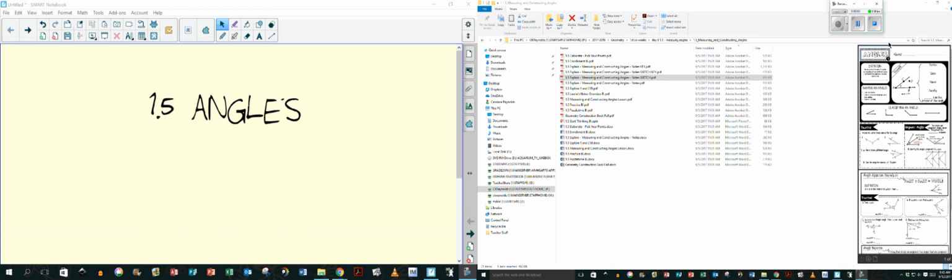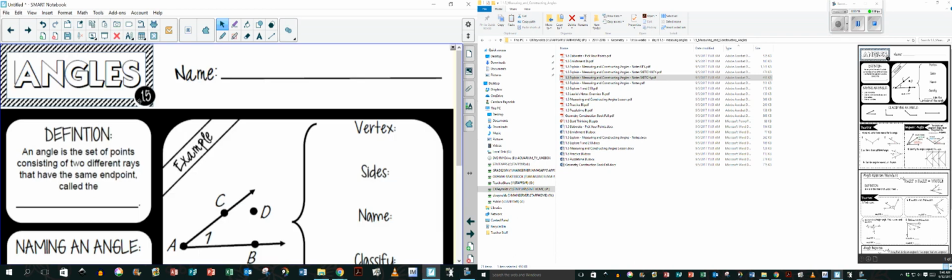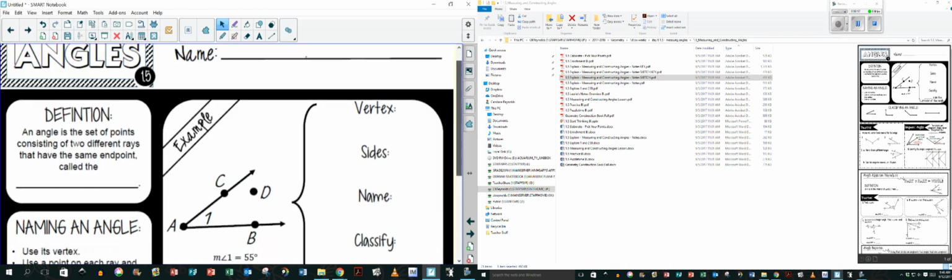Okay, so we're continuing on with our chapter 1. We're going to talk about angles today. A lot of this will be review. You already know most of it. All right, so first thing, let's talk about the definition of an angle.